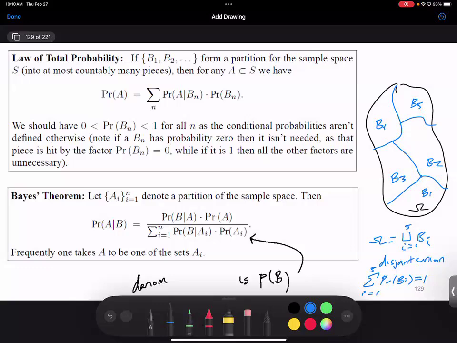So this is a really useful expression if we can calculate the items on the right-hand side. If I can calculate the probability that each B happens, and if I can calculate the conditional probabilities, I can then use this to calculate the probability of A. Think of this as breaking things up into cases. If you try to prove something, if you try to calculate something, it's in general very hard to do it because you don't have a lot at your disposal. Let's break it up into cases.